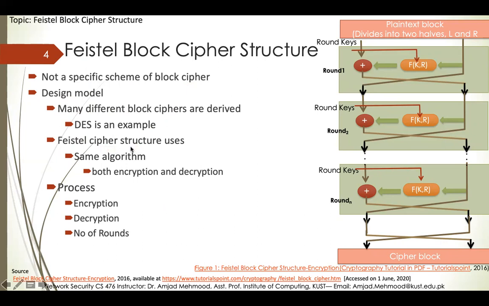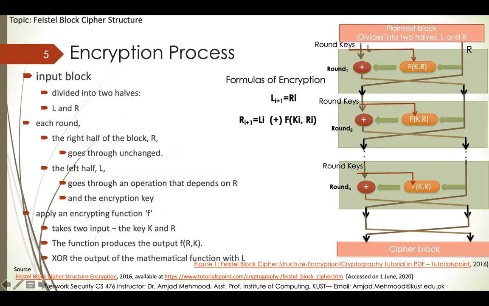The Feistel cipher structure uses the same algorithm both for encryption and decryption, because this is a symmetric encryption model. As you know, in a symmetric model, both use the same mechanism and the same key for the encryption and decryption process. Then we will discuss the different processes involved in the Feistel block structure, like encryption, decryption, and the number of rounds it takes.